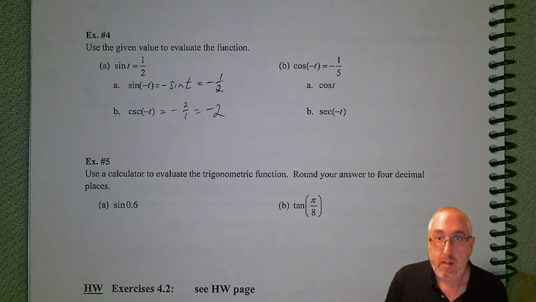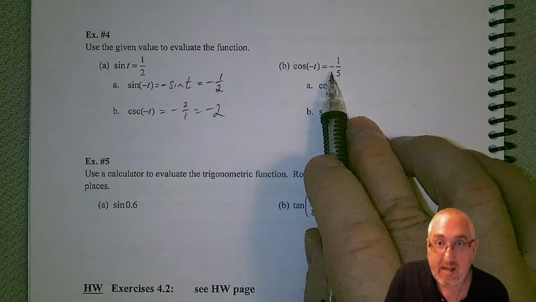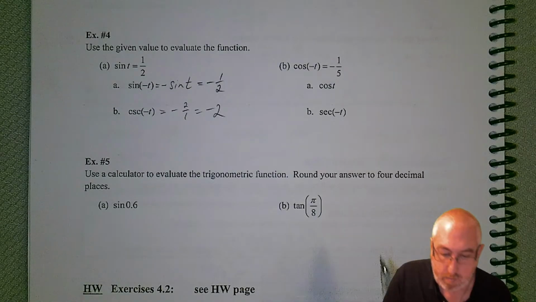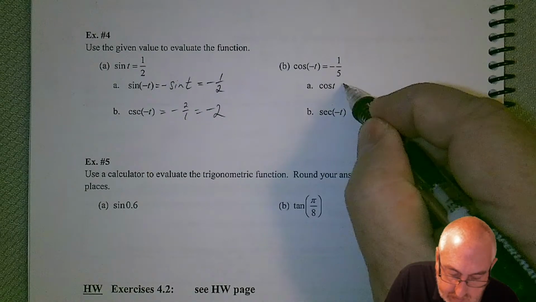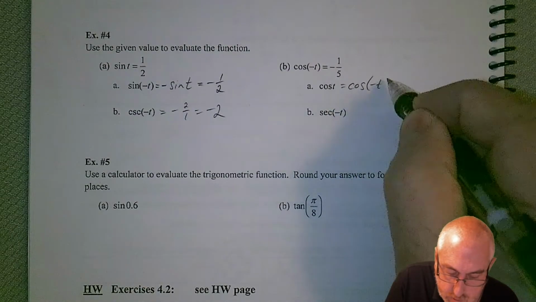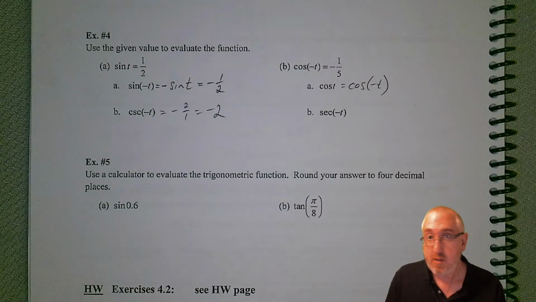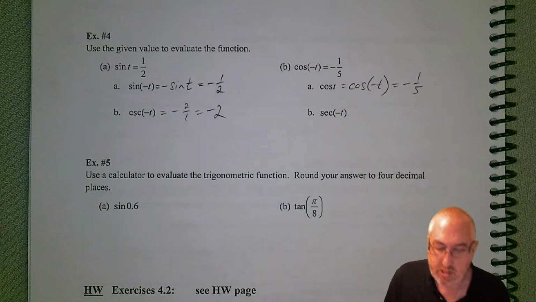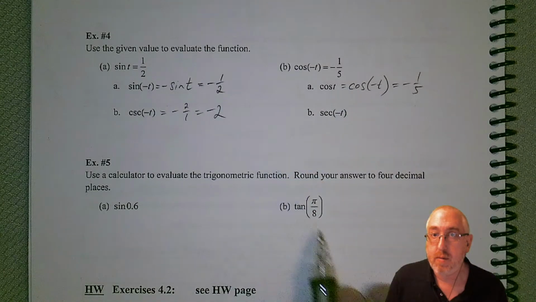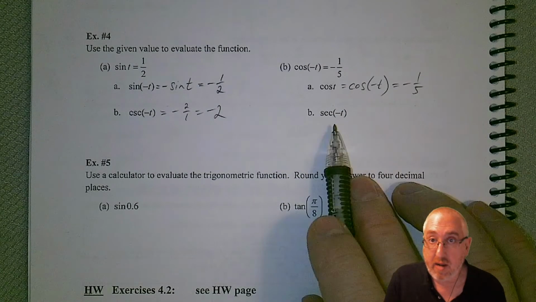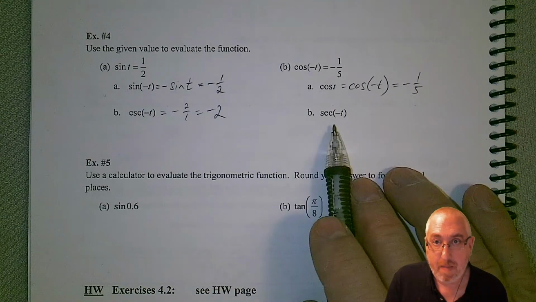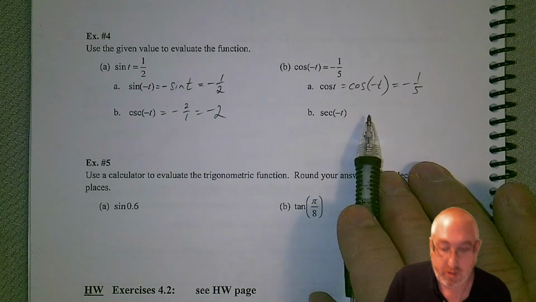All right. Let's try the next one. Cosine of negative t is negative 1/5. Well, cosine is even, right? So if we know it's even, then this should be equal to the cosine of t. So this one is pretty cut and dry. That should be negative 1/5. Done. But now the secant of negative t. Well, you can see that these are reciprocals again, and so we should be able to just flip that over.